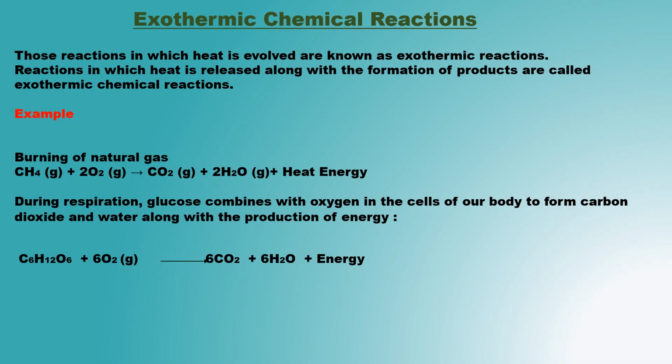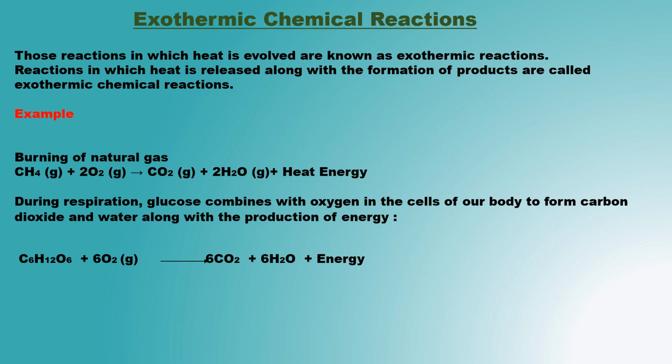Those reactions in which heat is evolved are known as exothermic reactions. Reactions in which heat is released along with the formation of products are called exothermic chemical reactions. Example: natural gas is mainly methane, CH4. When natural gas burns in the oxygen of air, it forms carbon dioxide and water vapor. A large amount of heat energy is also produced. This can be written as CH4 + 2O2 gives CO2 + 2H2O + heat energy.